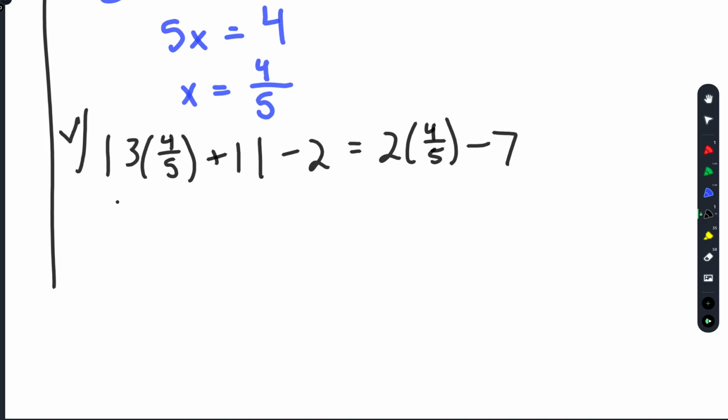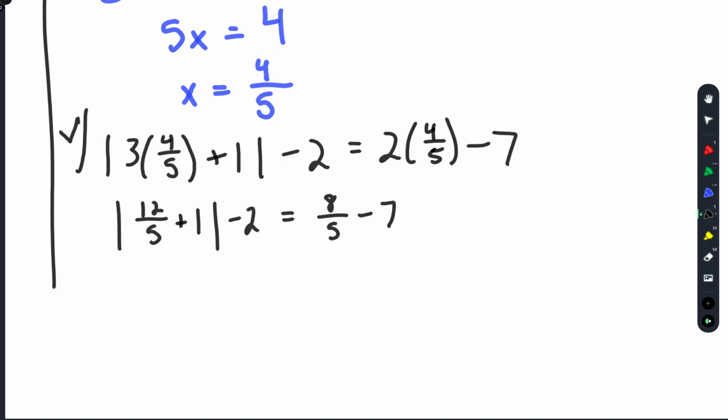So when we do this, multiplying fractions, we get 12/5 plus 1. Now 2 times 4 is 8. Minus 7.